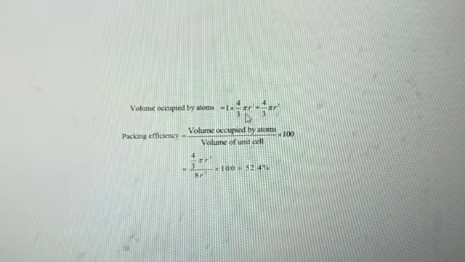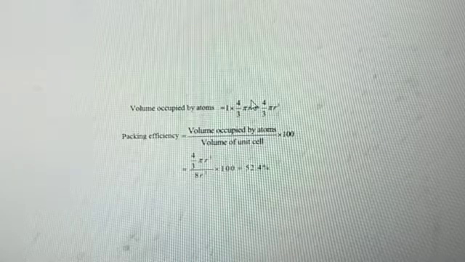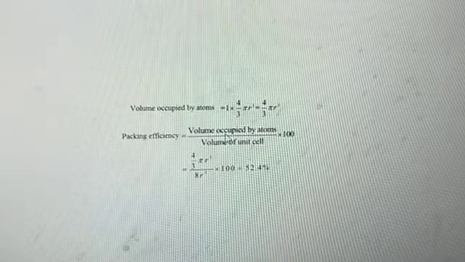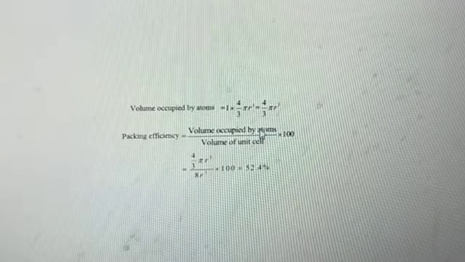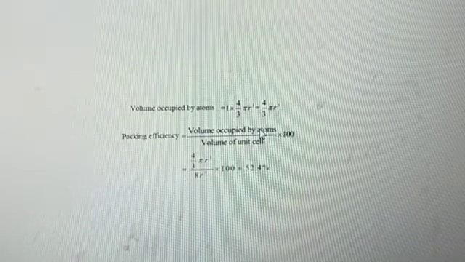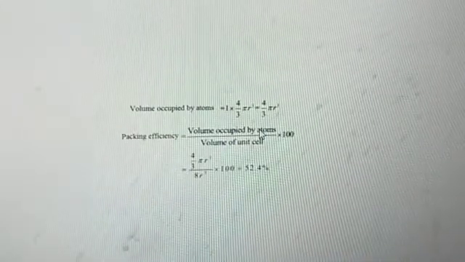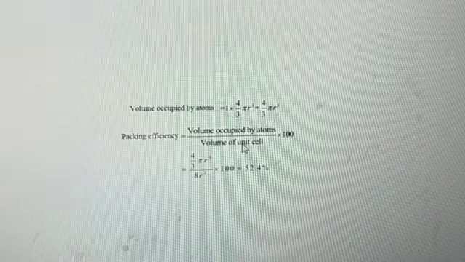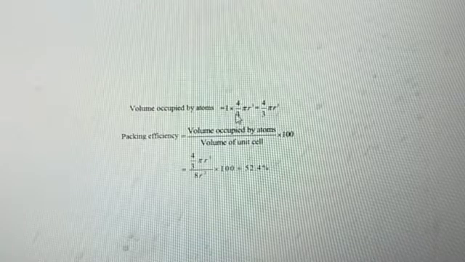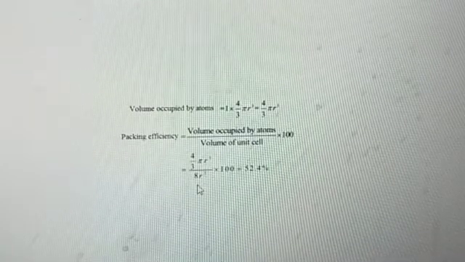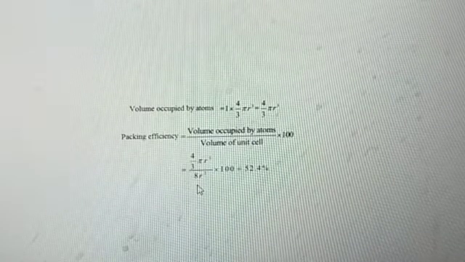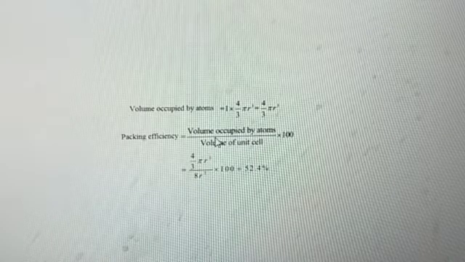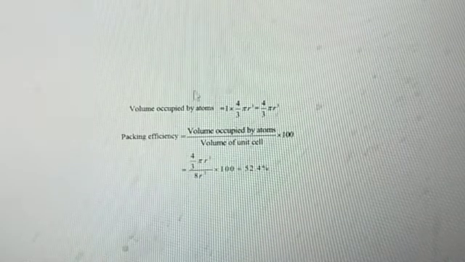How much amount of space is occupied? 4/3 pi r cube. Packing efficiency means nothing but volume occupied by the atoms divided by the volume of the unit cell. It may be one atom for simple cubic, for body centered it will be 2, for face centered it will be 4. So volume occupied by that particular atom by volume of the unit cell. So here volume occupied by atom is how much? 4/3 pi r cube. And volume of cubic unit cell how much? A is equal to 2R.